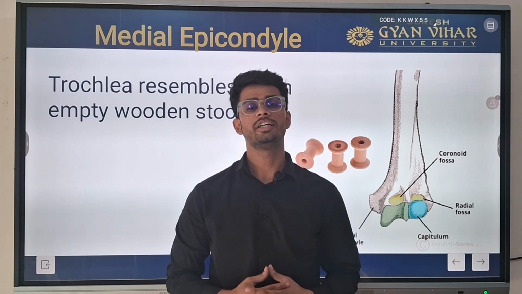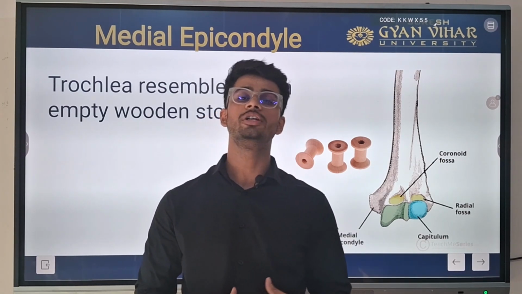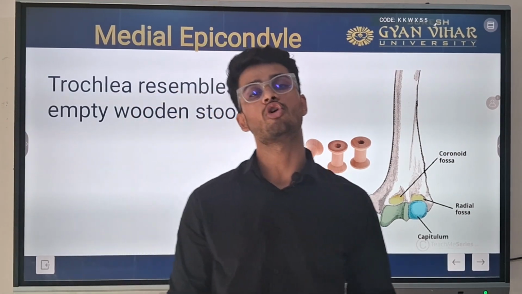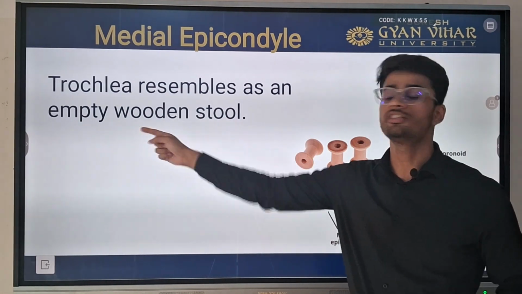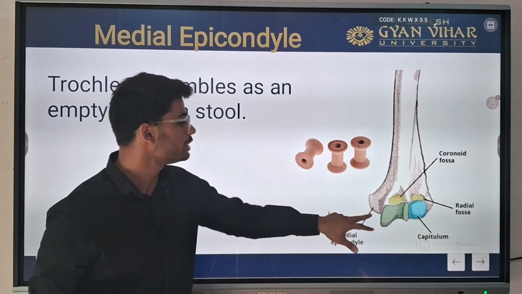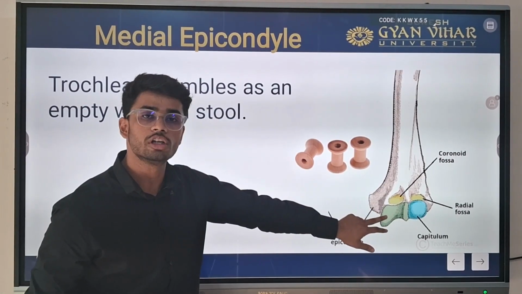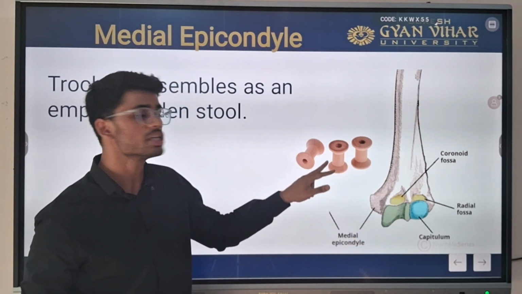Now first let's understand the medial epicondyle and what are the structures which are present on the medial epicondyle side. First structure that we must know is the trochlea. Trochlea actually resembles this wooden stool, this empty wooden stool, and it is present on the medial epicondyle side. This green portion you can see over here, it is the trochlea and it is resembling somewhat similar to this wooden stool which is empty.